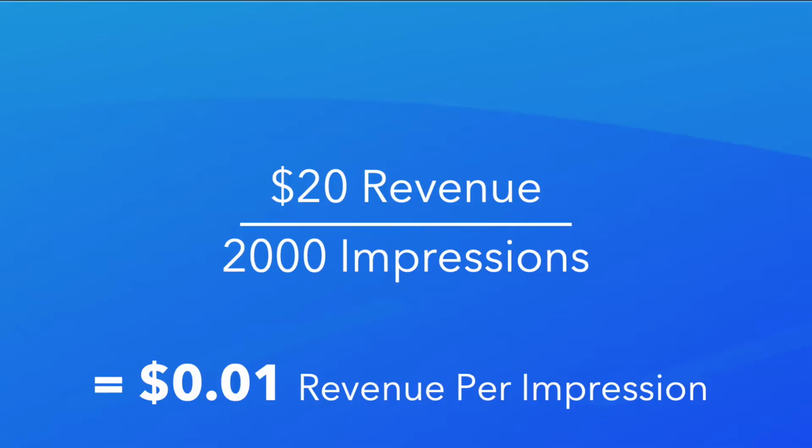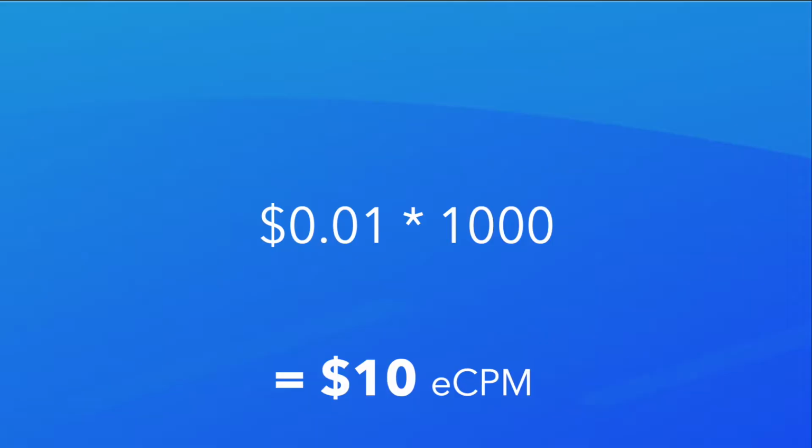To exemplify that, let's say a publisher gets $20 in revenue and showed 2,000 impressions. The calculation behind that is $20 in revenue divided by those 2,000 impressions, which gives you 0.01. One penny. Yep. And you multiply that by 1,000, and that gives you a $10 eCPM. So that basically says for every 1,000 impressions you show, you're getting $10 on average.